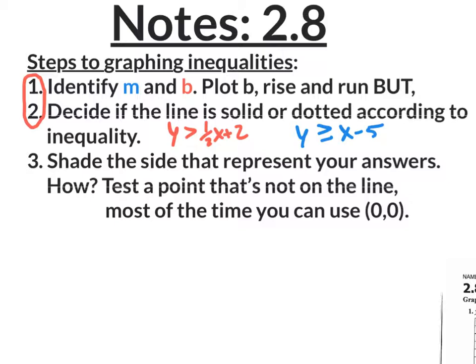I hope so. And then after you draw your line, whether it's solid or dotted, depending on your inequality, after that you need to shade the side that represents your answers. You see, your answers are either going to be on one side of the line or the other side of the line. Okay? And how do you know what side to shade? Well, you have to test a point that's not on the line, that's not on your graph. And most of the time you can use 0, 0. Okay? 0, 0 is the easiest.